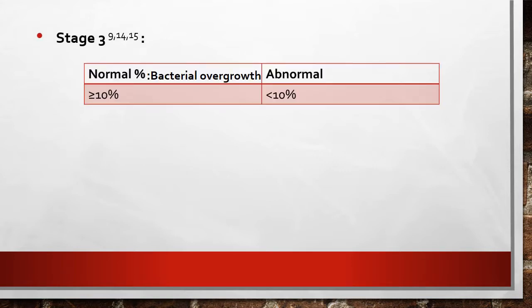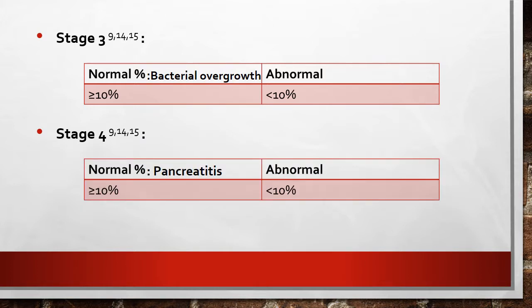With stage 3, if the results are equal to or more than 10%, then the antibiotics corrected the deficiency, meaning that the patient has bacterial overgrowth. If the results are less than 10%, then stage 4 commences. In stage 4, if the cobalamin levels normalize, meaning it's more than 10%, then the pancreatic enzymes have corrected the cobalamin deficiency, meaning that the patient has chronic pancreatitis. The Schilling test stops at stage 4, even if the results are lower than 10%.